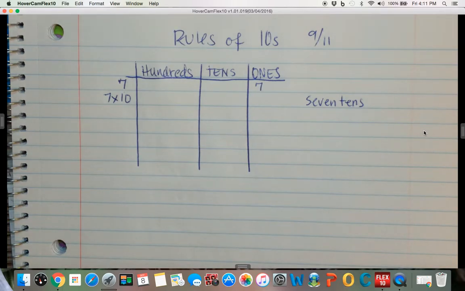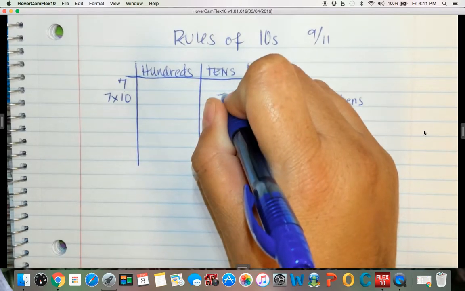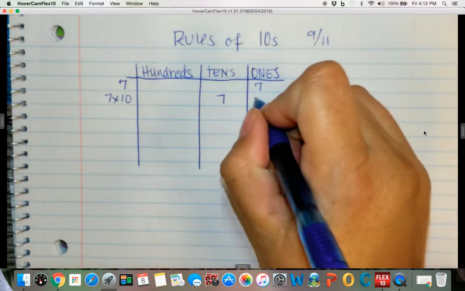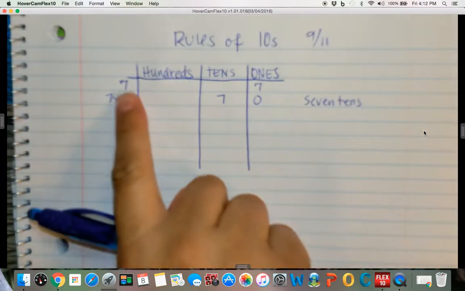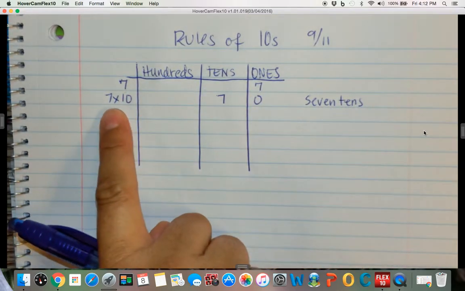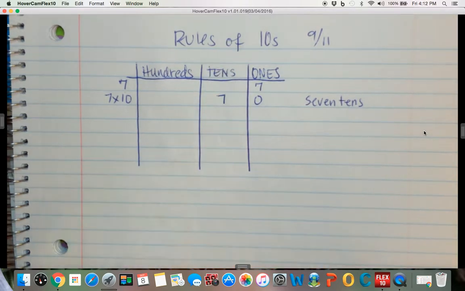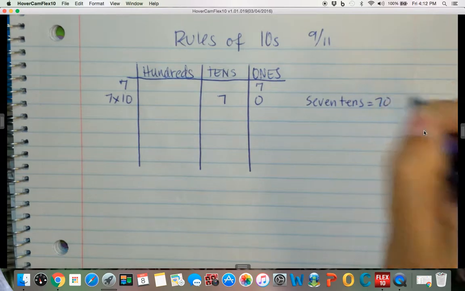And that's the same as saying 7 tens. 7 moves to the tens place. I have to have a 0 here. 7 ones times 10 means 7 tens. 7 is now in the tens place, which is 70.